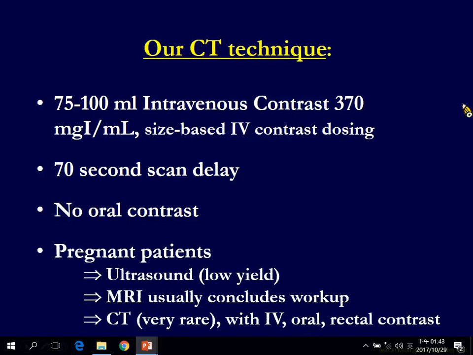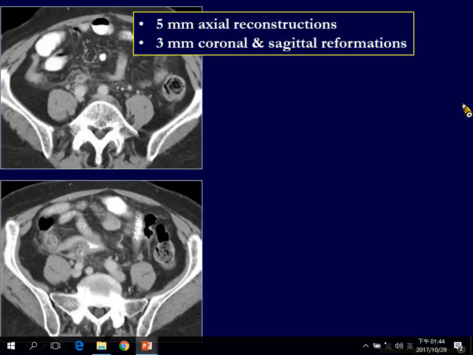In pregnant patients, we do things a little bit differently. We do ultrasound first, which I have to admit is very low yield because usually the appendix has been elevated by the gravid uterus. It's very hard to find. So at that point, we proceed to MRI, which usually ends the workup. Very, very rarely do we go on to CT. If we do go on to CT, I personally believe in pulling out all of the stops, giving intravenous contrast, oral contrast, and rectal contrast, because the last thing I want to do in a pregnant patient is directly irradiate the fetus twice. I can't remember the last time we did a CT in this scenario, though.